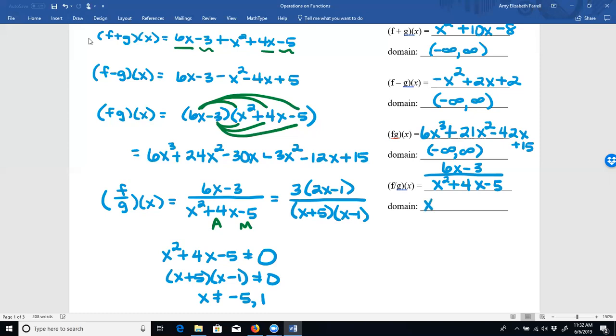Now, for something like this, I don't require my students to write it in interval notation. I'm okay with this notation here. But you want to talk to your instructor because if they do require interval notation, the interval notation for the domain would be this. It would be negative infinity to negative 5, negative 5 to 1, and 1 to infinity. So basically that's a way that we can use interval notation to show that all real numbers can be plugged in except negative 5 and 1.